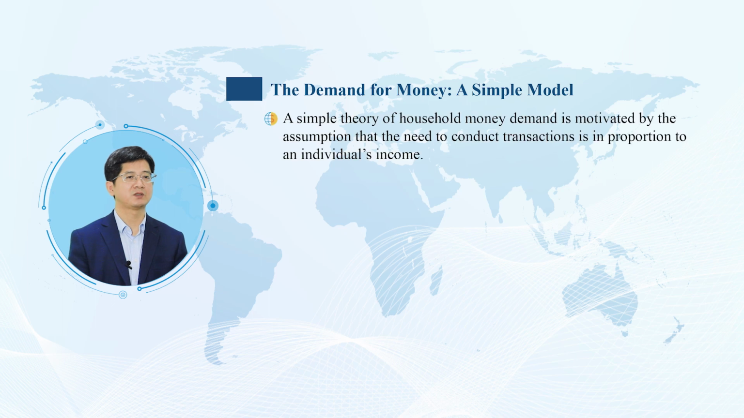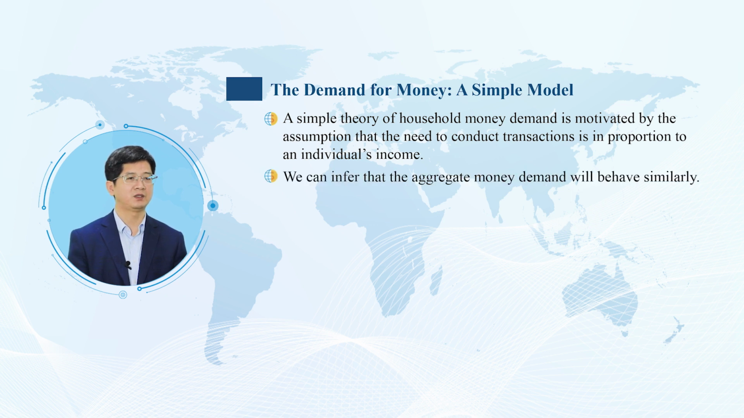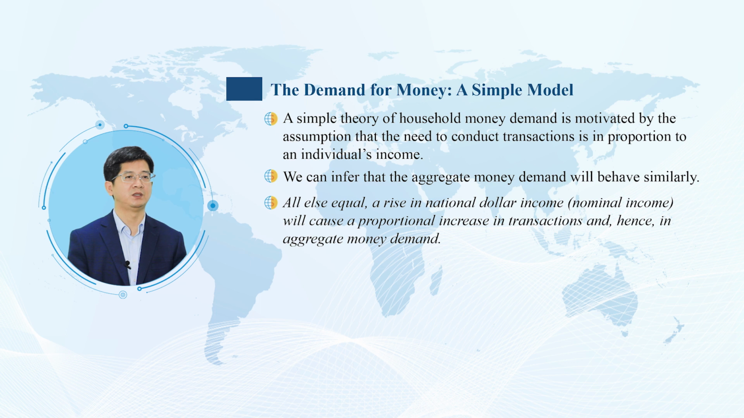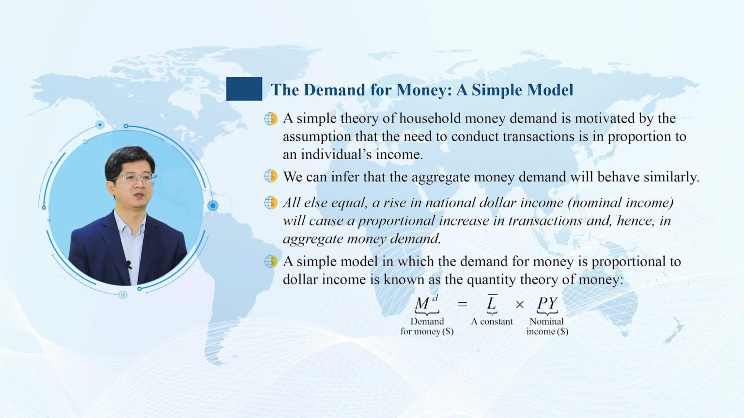A simple theory of household money demand is motivated by the assumption that the need for transactions is in proportion to an individual's income. We can infer that the aggregate money demand will behave similarly. All else equal, a rise in national dollar income will cause a proportional increase in transactions and hence in aggregate money demand. A simple model in which the demand for money is proportional to dollar income is known as the quantity theory of money.